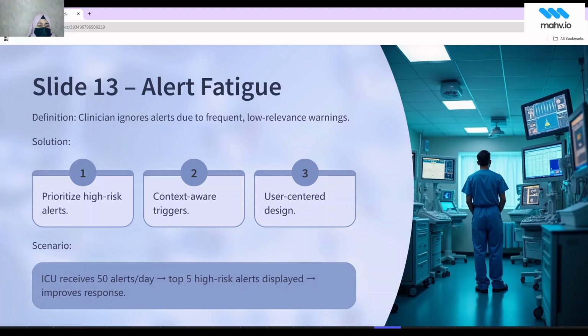The scenario is like this: the ICU receives 50 alerts per day. The top 5 high-risk alerts are displayed, which improves the response. So you can see a segmentation is done: high alerts are separated so that clinicians can focus on them when they get alerts, and the small warnings are separate as well.